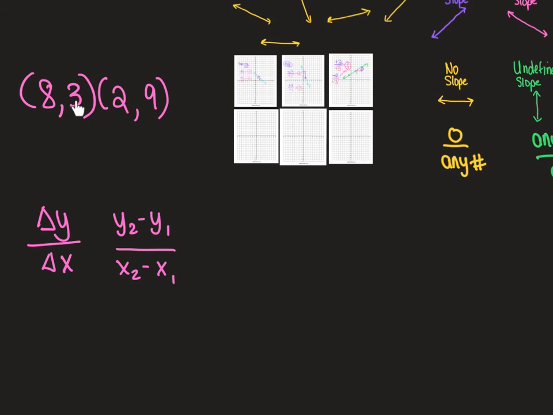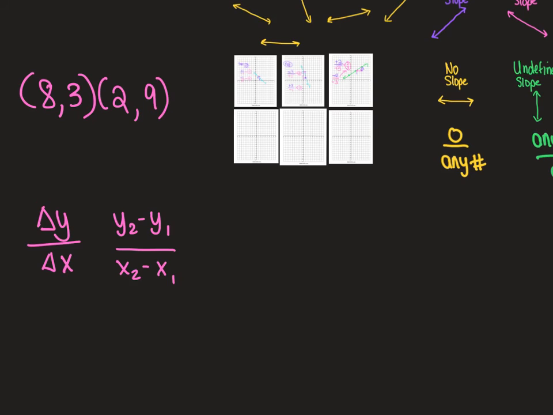If we start with this ordered pair with the y's, that's where we start. If we start with a 3 and go 3 minus 9, we have to start with the 8 and do 8 minus 2. If we start with the 9 and go 9 minus 3, then we have to start with the 2 and say 2 minus 8. So all this is saying is we're going to subtract, y's are going to be on top, and you have to start with the same ordered pair each time.